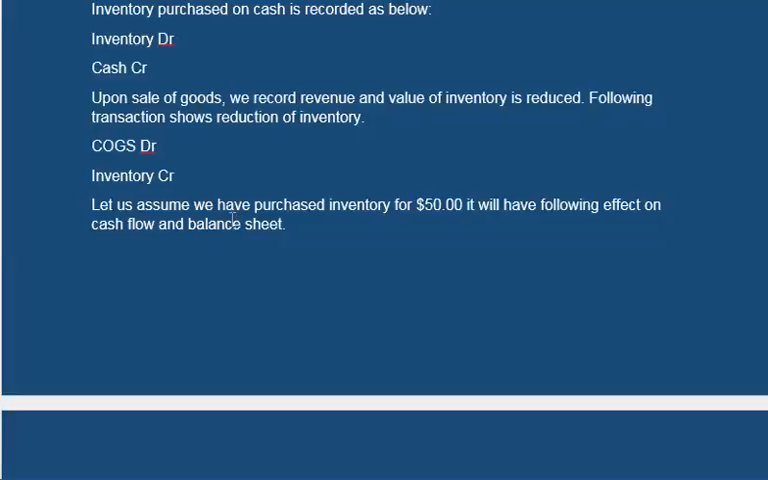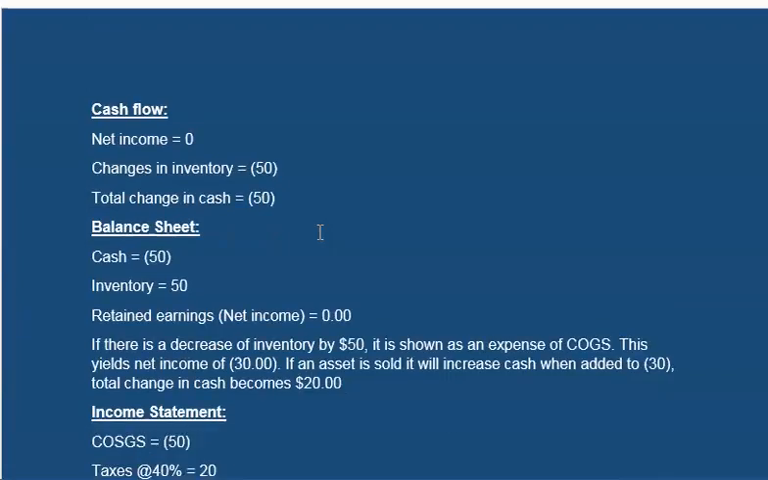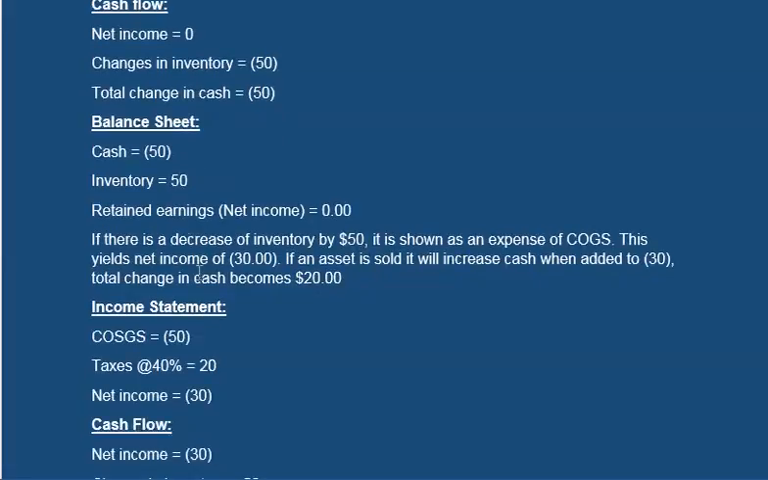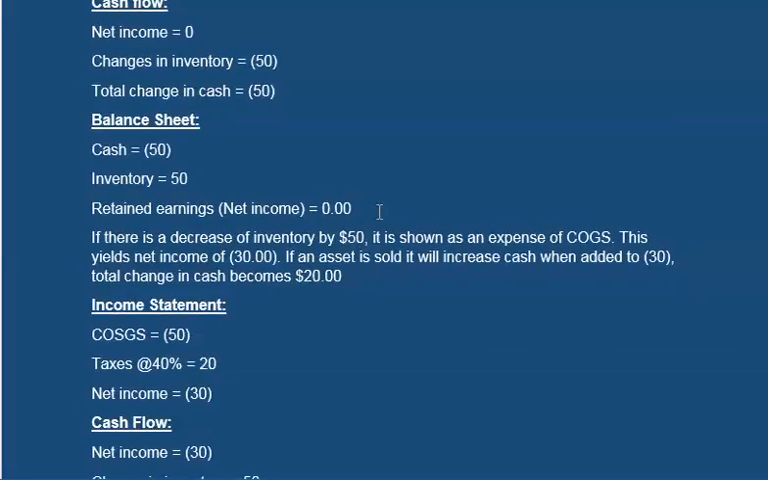Let us assume we have purchased inventory for $50. It will have the following effect on cash flow and balance sheet. Cash flow: net income is equal to 0. Change in inventory is negative 50. Total change in cash is negative 50. Balance sheet. Cash negative 50. Inventory 50. Retained earnings, net income will be 0.